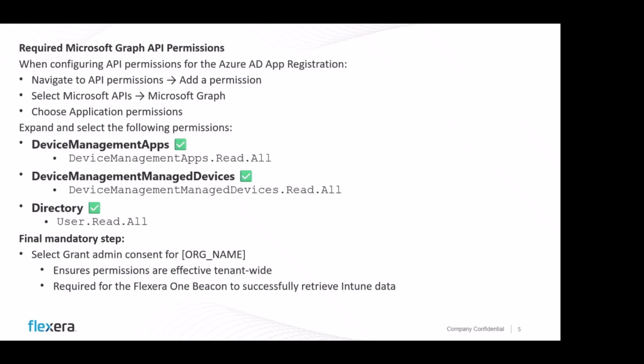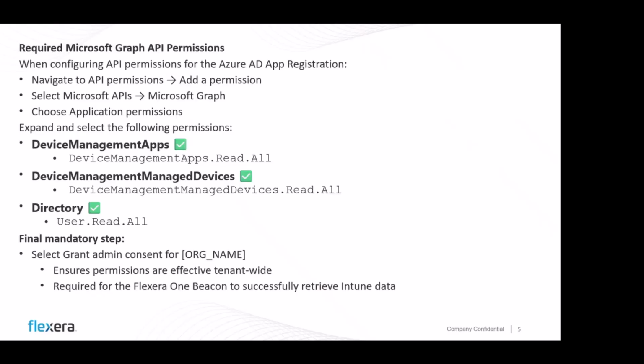When configuring API permissions for the Azure AD app, first navigate to API Permissions and select Add a Permission. From the list of Microsoft APIs, choose Microsoft Graph and then select Application Permissions. Next, expand and assign the required permission categories.